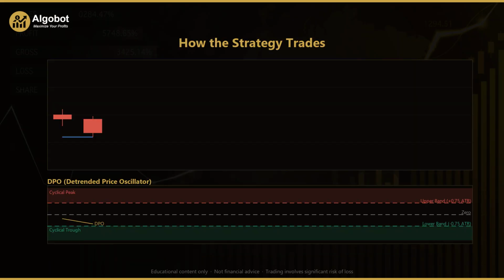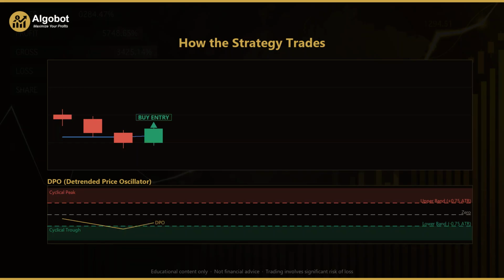Now let's bring it all together on the chart. On the price panel, you can see the candles and the blue trend EMA weaving beneath them. In the lower panel is the Detrended Price Oscillator, swinging around its zero line, with a lower band in green and an upper band in red. Watch how the two panels work together. We begin on the left in an established uptrend. Price is trading above the blue trend EMA, so the strategy is only interested in buying.